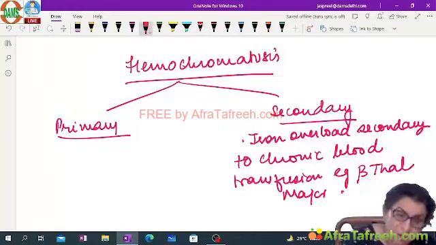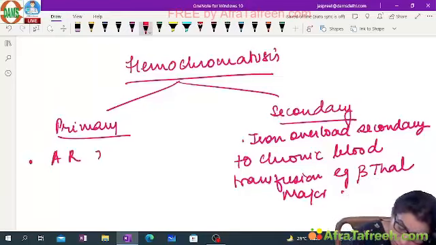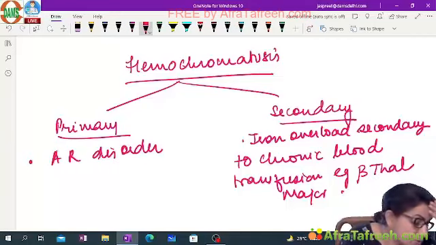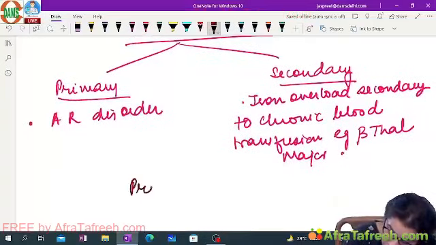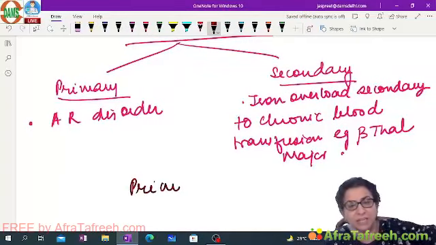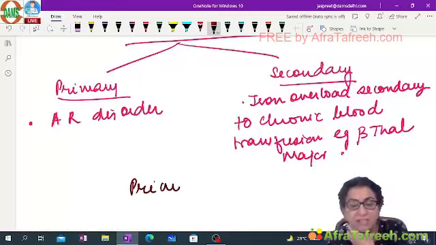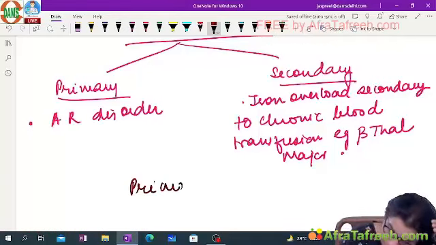Now what I'm going to talk about now is primary hemochromatosis. Primary hemochromatosis is an autosomal recessive disorder. So hemochromatosis can be primary or secondary. Primary is an inherited autosomal recessive disorder. Secondary is seen in conditions where iron overload occurs due to people requiring chronic blood transfusions, like patients with beta thalassemia major.